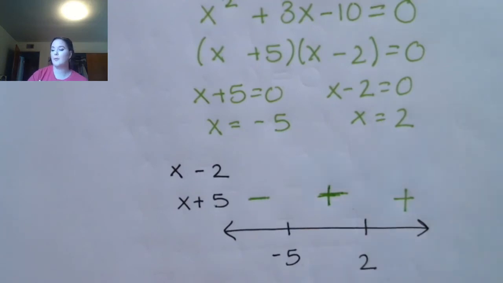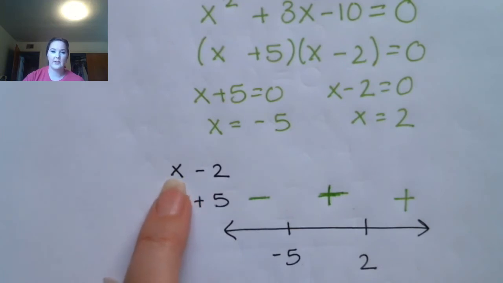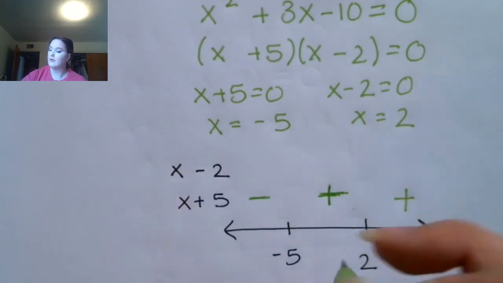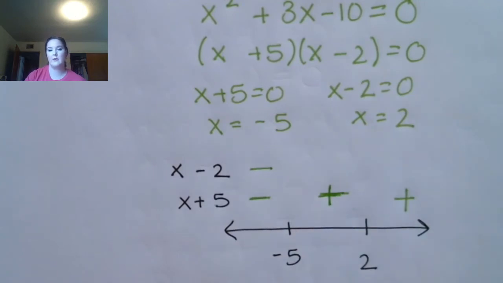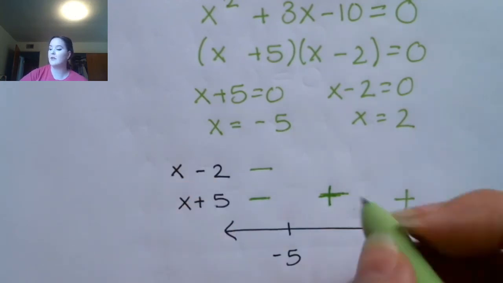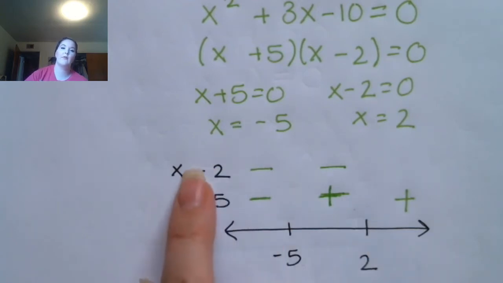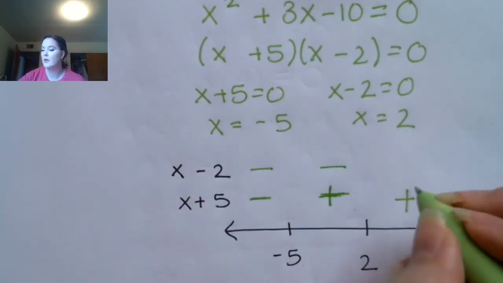Then I'm going to repeat that process for the x minus 2 factor. So I pick something less than -5, like -6. -6 minus 2 is -8, which is negative. Then I pick something between -5 and 2, like -4. -4 minus 2 is -6. That's also negative. Then I pick something bigger than 2, something like 4. 4 minus 2 is 2. That's positive.